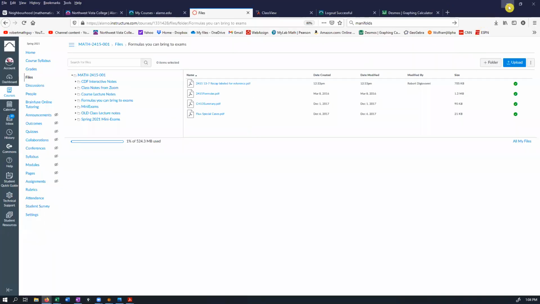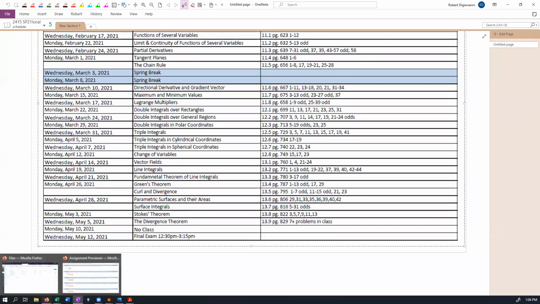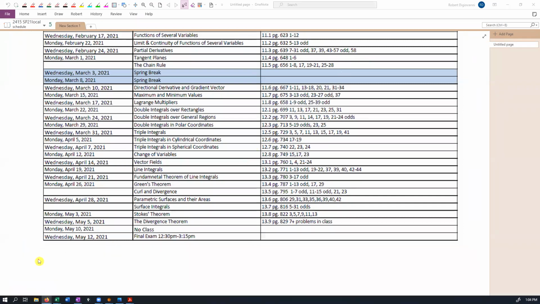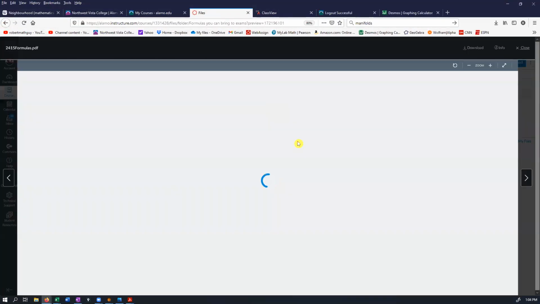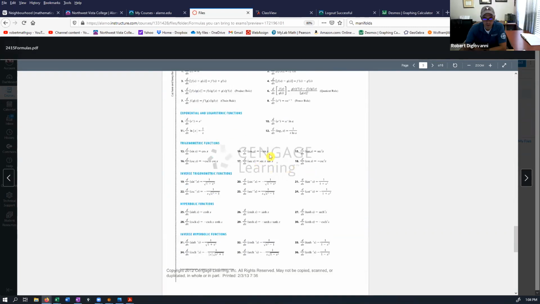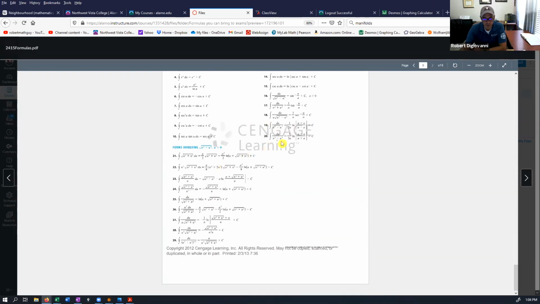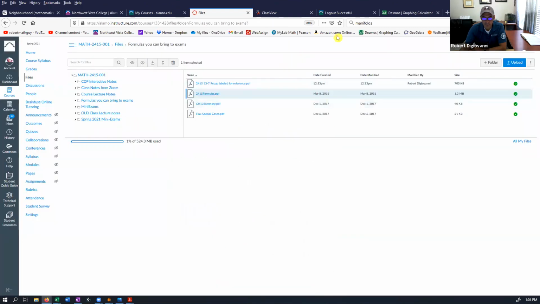Are we allowed to have a basic derivative and integral sheet? Because I've got forgetful memory and I forget basic derivatives and integrals. That's part of what's on here. All those are here, here are all the derivatives and then all the integrals. So, yes.